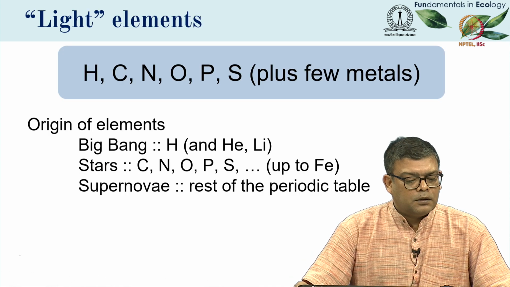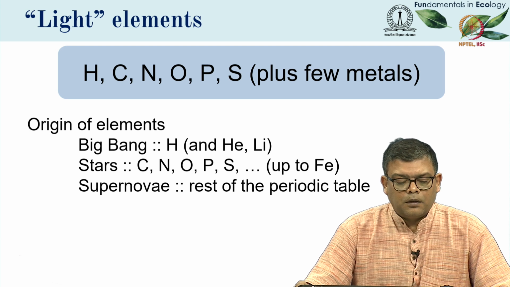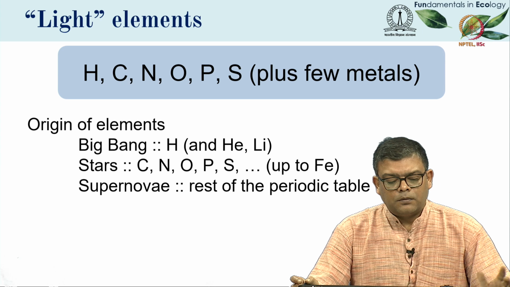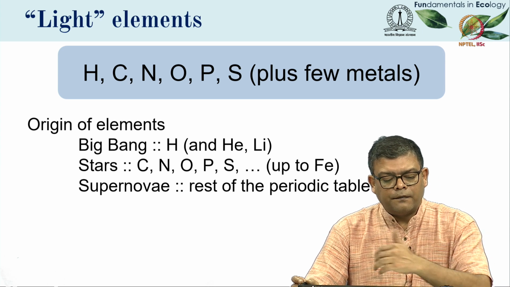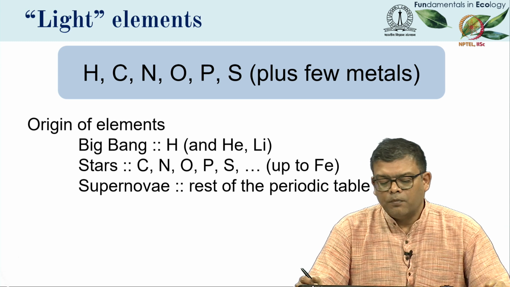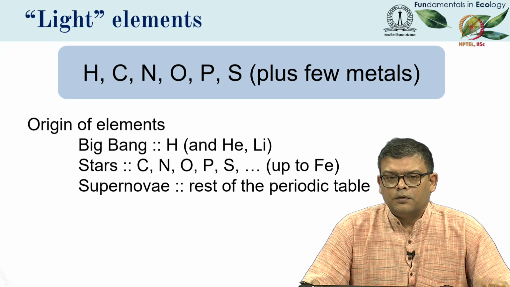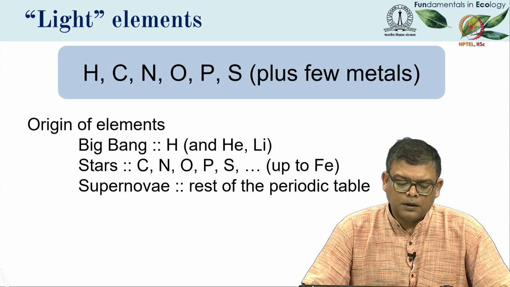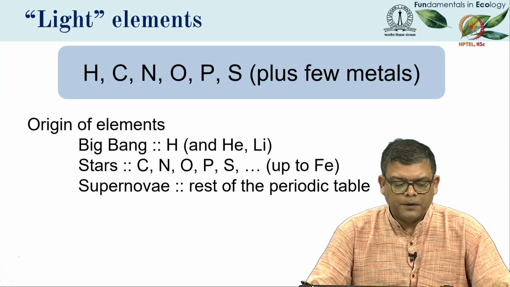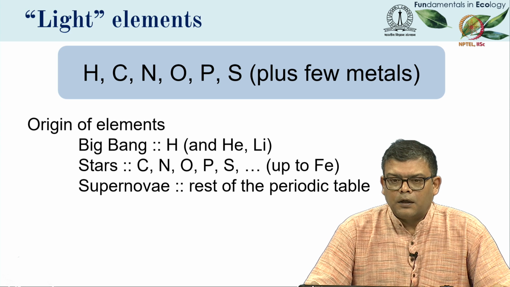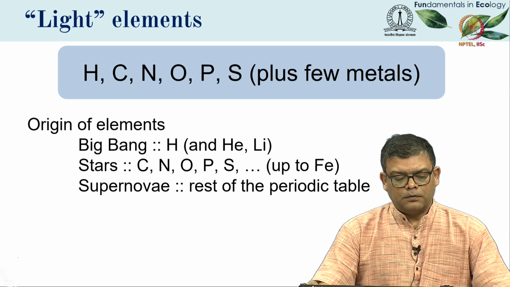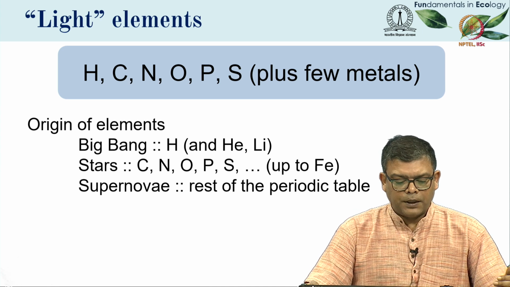This is something you would recollect from part 1, that life consists of chemistry of light elements. So 1, 2, 3, 4, 5, 6: hydrogen, carbon, nitrogen, oxygen, phosphorus, and sulfur, and throw in a few metals, that's it. You should be able to understand what's happening in the biological processes involving life forms. The rest of the periodic table does not actively participate in the biosphere. So let's look at where these elements came from.